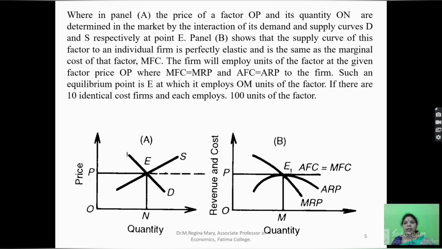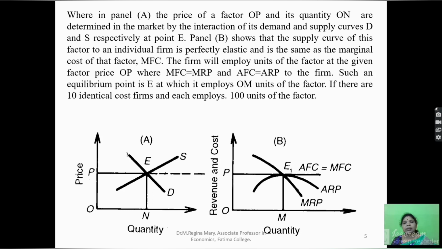Diagram B represents the firm's equilibrium position. Here MRP represents the marginal revenue product curve. MFC represents the marginal factor cost curve. Both intersect each other at point E1. So the firm employs OM quantity of factors of production at OP price level.